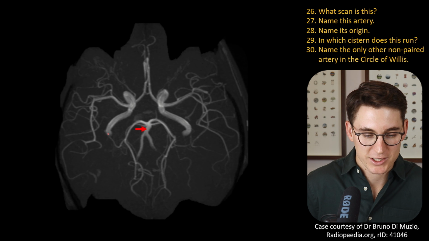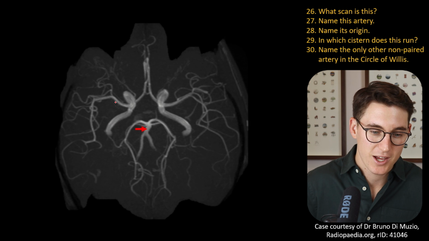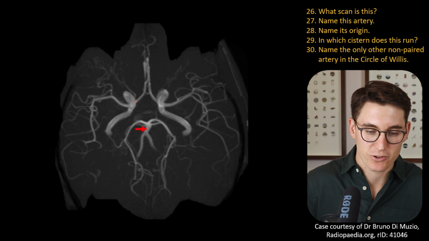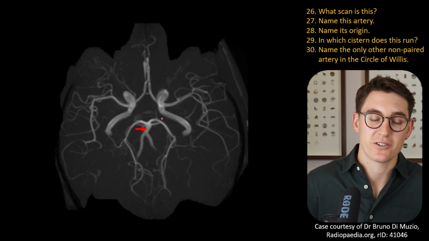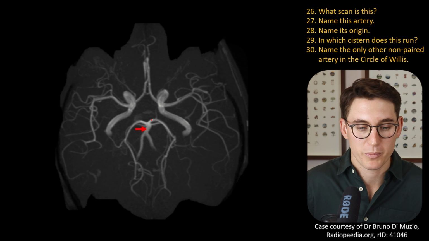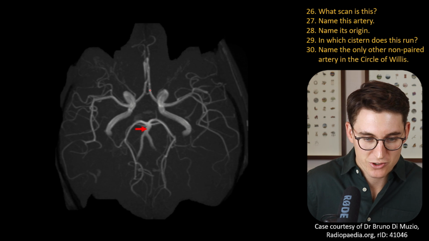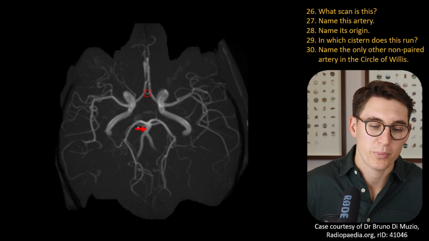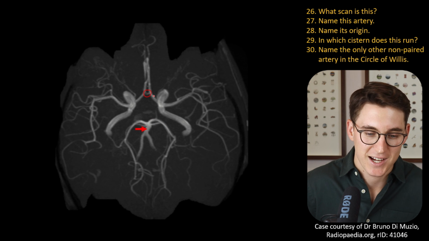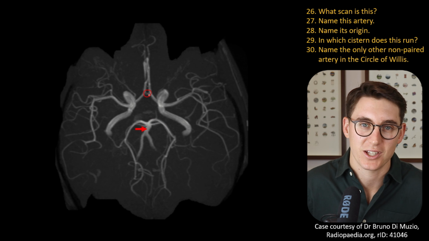Well, we have our circle of Willis here. We've got our ICAs, our internal carotid arteries, dividing into our middle cerebral and our anterior cerebral, both of which are paired arteries. Our posterior cerebral and our posterior communicating arteries are also both paired arteries, and it's this artery here that's the only other non-paired artery within the circle of Willis, and this is our anterior communicating artery.